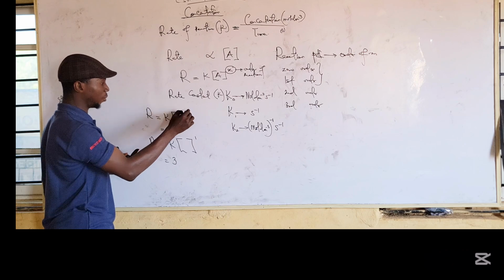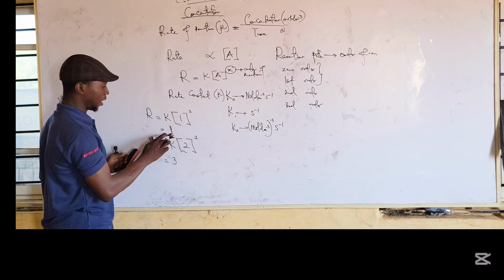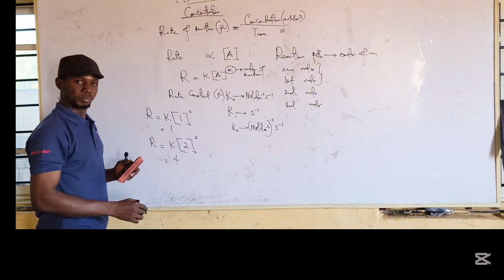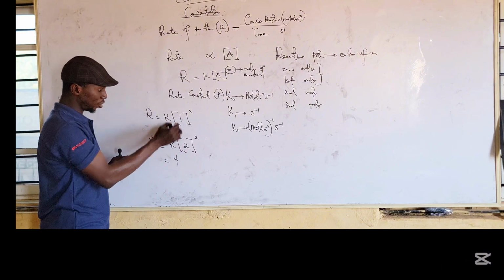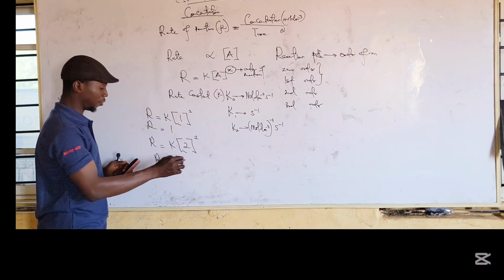This is 1, this will now be 2. Then if this is 2, this will also be squared. Our answer here will be 1, while our answer here will be 4, because we have doubled it. We doubled the concentration of a second order reaction. The rate here will be 1, the rate here will be 4.